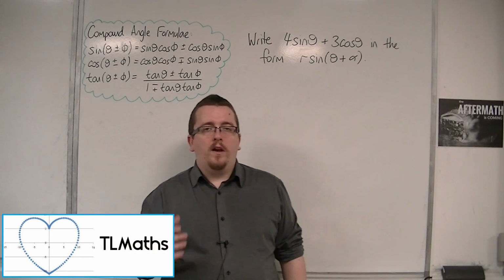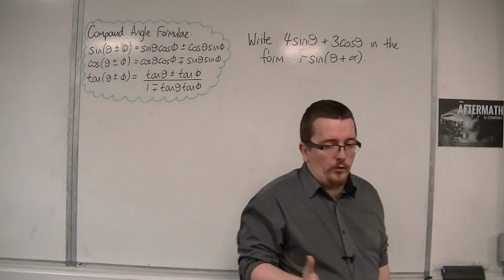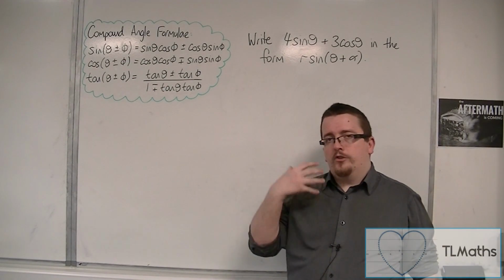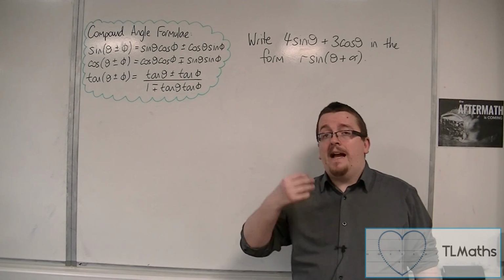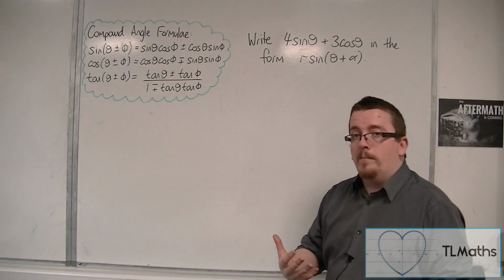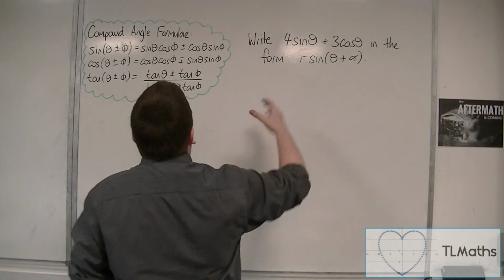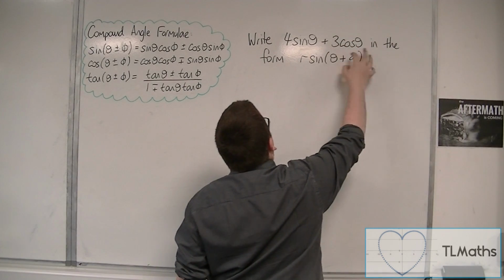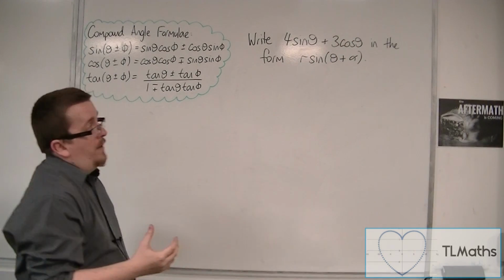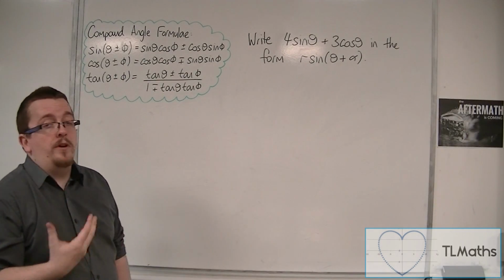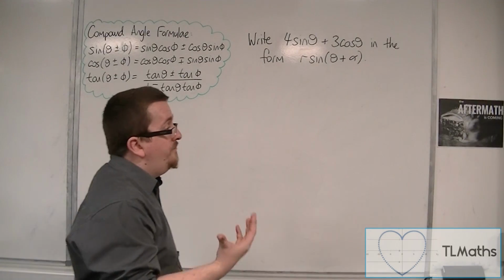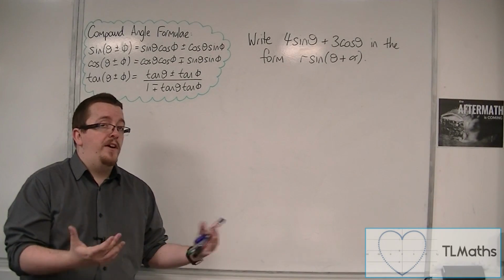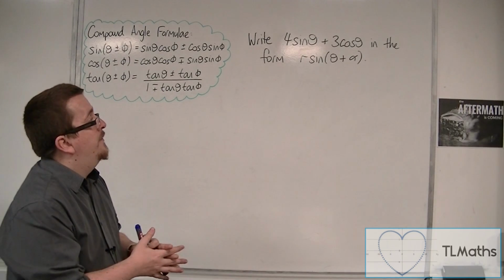In this video, I want to explain a process that often trips students up, and they often forget how to go about writing an expression with sine and cosine in this other form. So it might look like r sine theta plus alpha or r sine theta minus alpha, or it might be r cos theta plus alpha or r cos theta minus alpha. Okay, could be any of those.